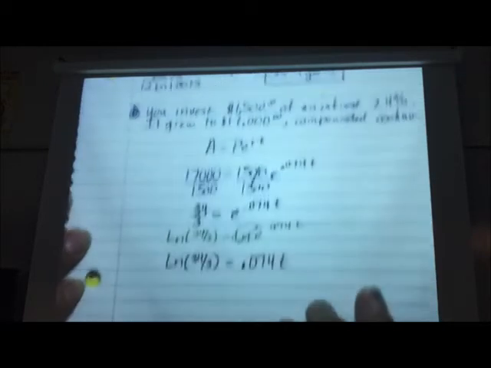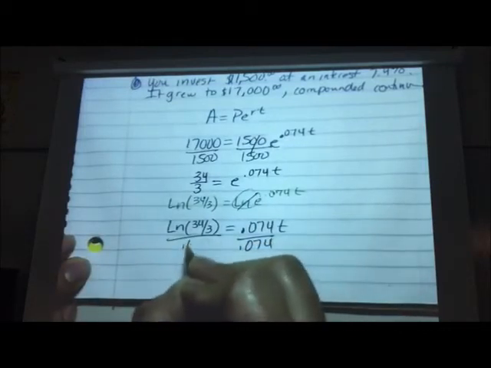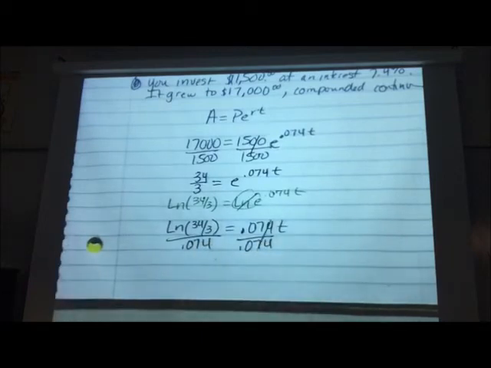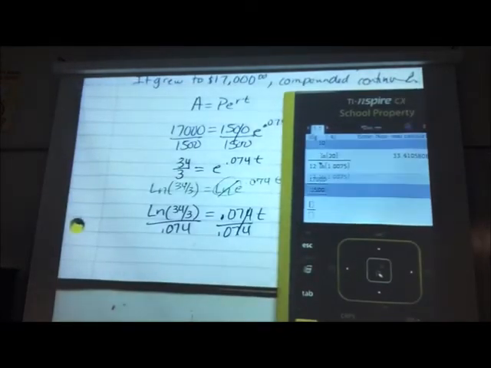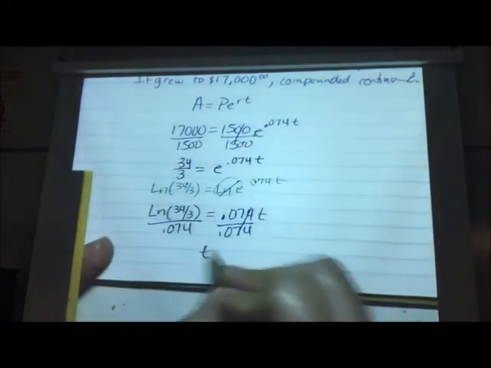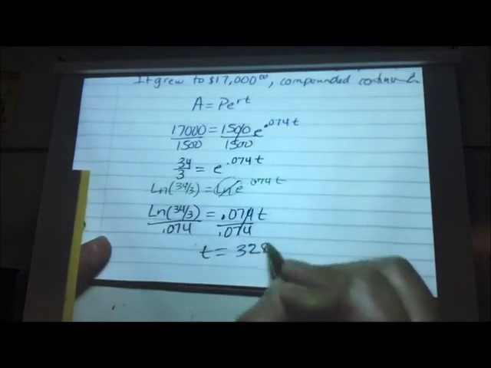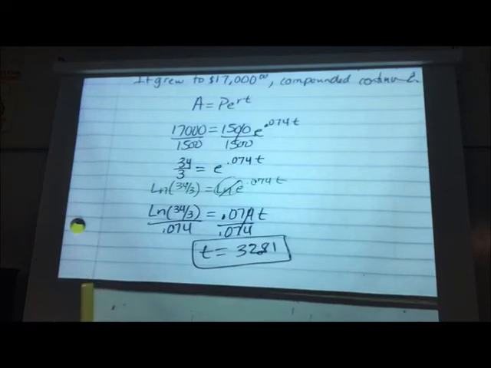And what do we do on both sides? Divide by 0.074. And then that right there should give you your answer. I don't know if it'll be a legit answer because I just made up this problem. So we have ln of 34 over 3 divided by 0.074. It would take 32.8 years. So t equals 32.81. This question is going to round to 2 decimal places.